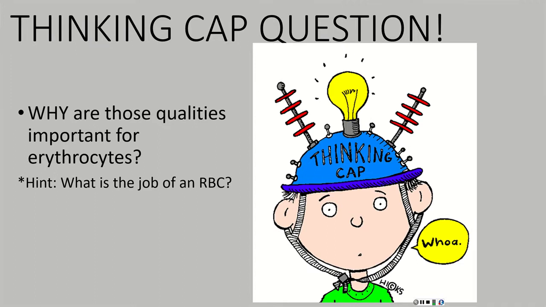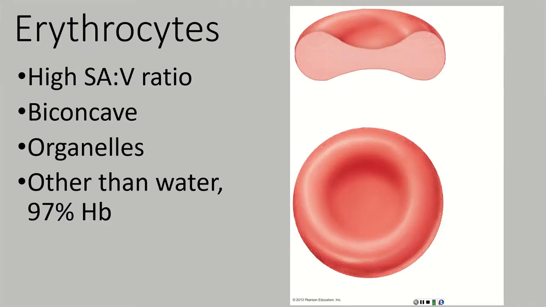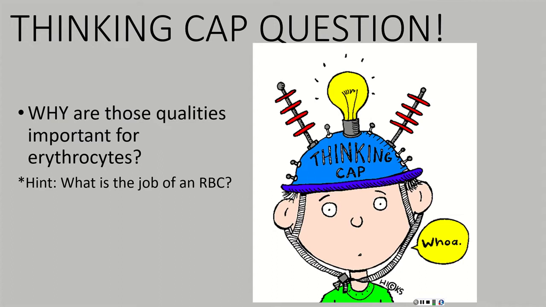Why are those qualities, high surface area to volume ratio, biconcave, organelles are missing, and 97% of the non-water portion is hemoglobin, important for an erythrocyte? And as a hint, what is the job of an erythrocyte? See if you can answer this before I give the answer. So pause it and see if you know what the answer is.